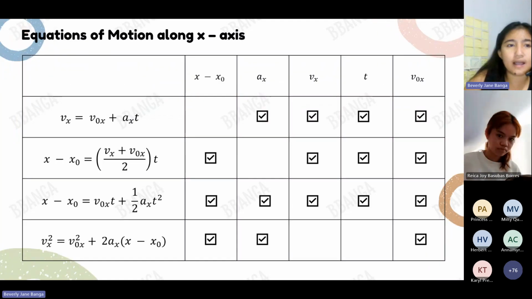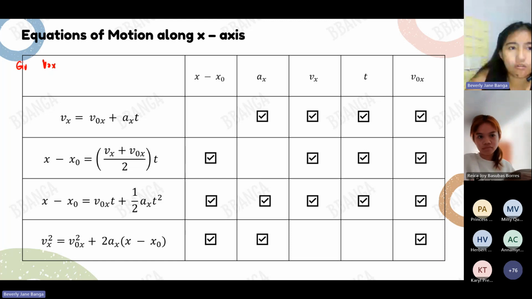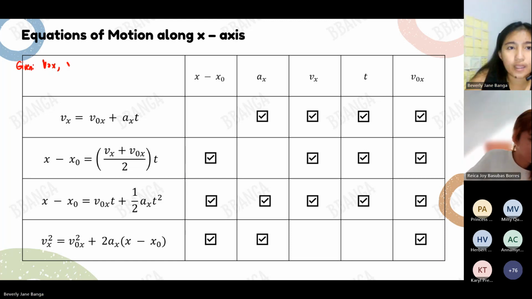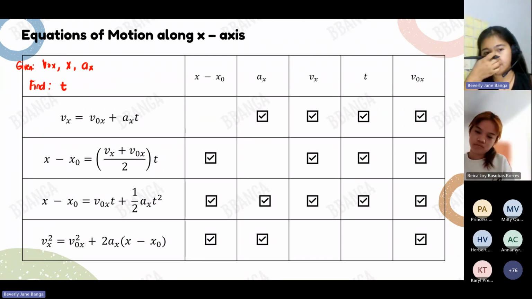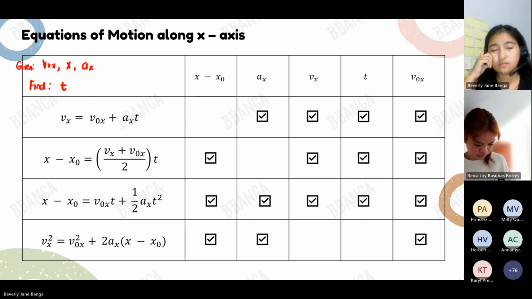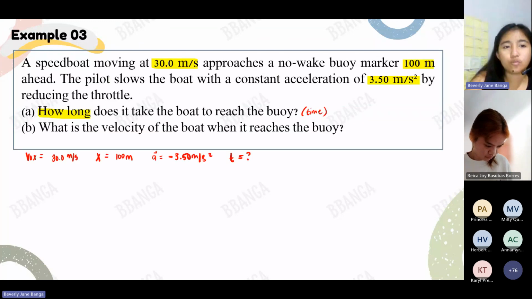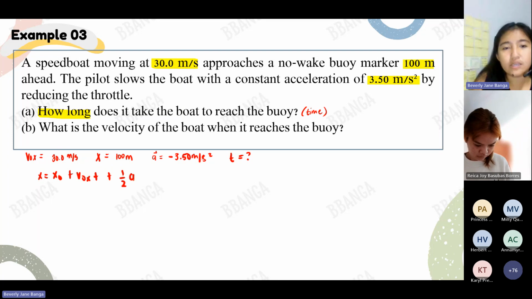Isulat ko dun sa kabila ha. Meron kang Vox, yung given, x, ax, at we want to find time. Alin dito ang gagamitin? Yung third, ma'am, pala. Third equation of motion. Okay, so we're going to use the third equation of motion. That is x is equal to x naught plus Voxt plus 1/2 axt squared.